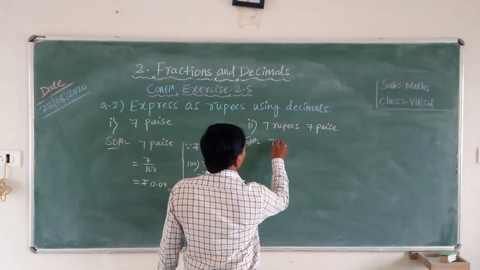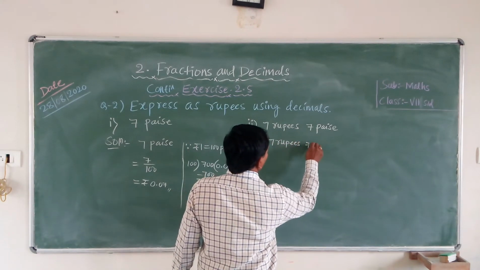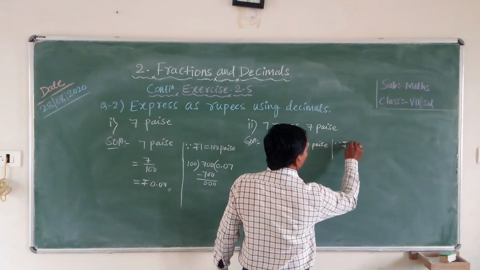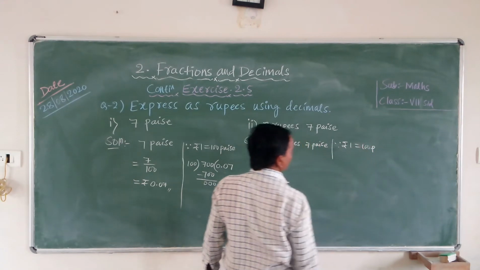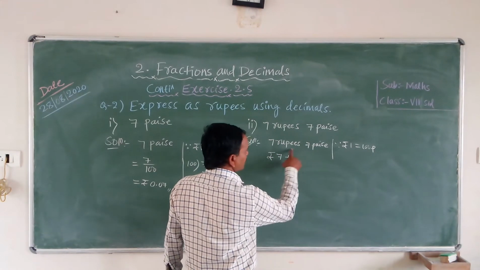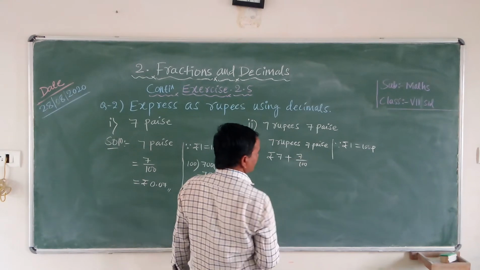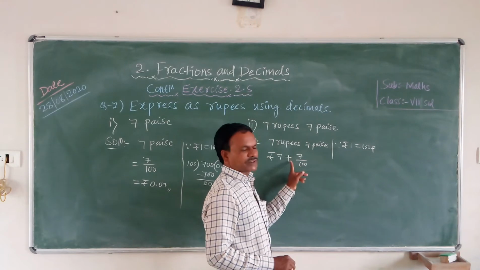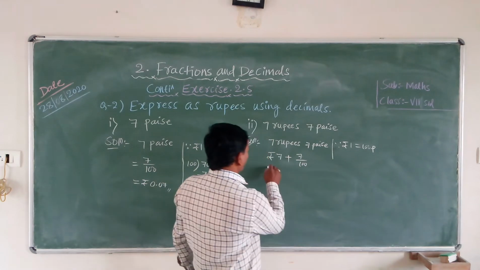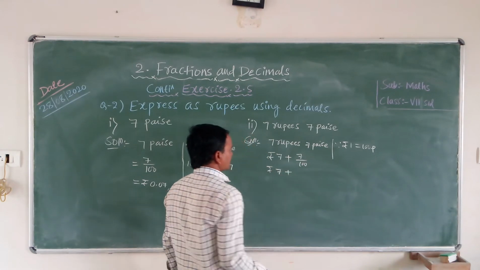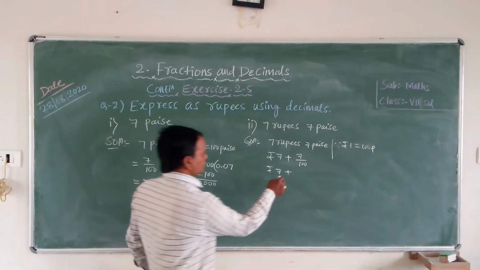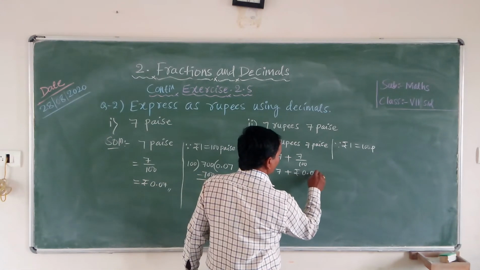Solution: 7 rupees 7 paise. You already know that 1 rupee is equal to 100 paise, so 1 paisa is 1 by 100 of a rupee. 7 rupees stays as it is, plus 7 paise, which is 7 divided by 100. 7 divided by 100 is 0.07 rupees.